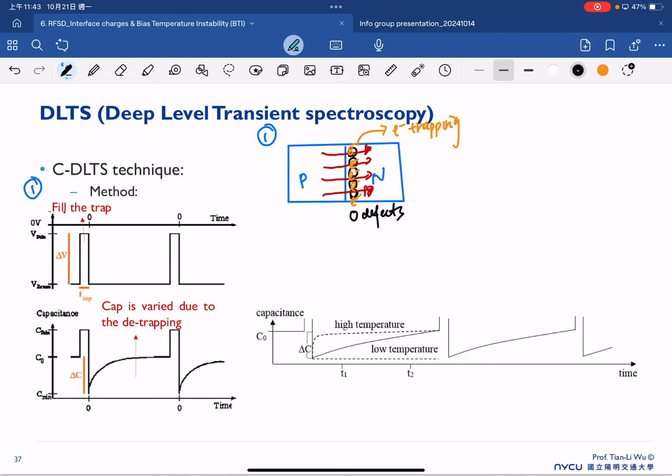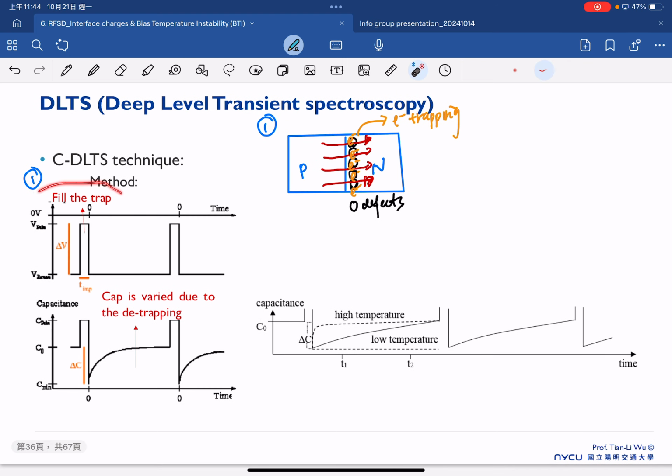So the idea is that we know there are some defects in our PN junction, but we want to make sure this defect can influence our result. So first thing, we try to intentionally fill the trap as shown here. So that's why we give a pulse here. This is a pulse, to try to induce the electrons, and the electrons will allow this defect to start capturing the electrons, and that's why we have electron trapping here. So this is the field trap here.